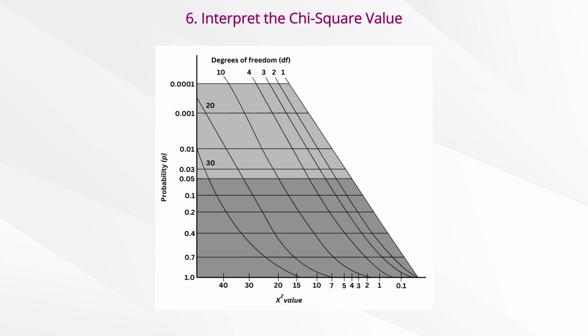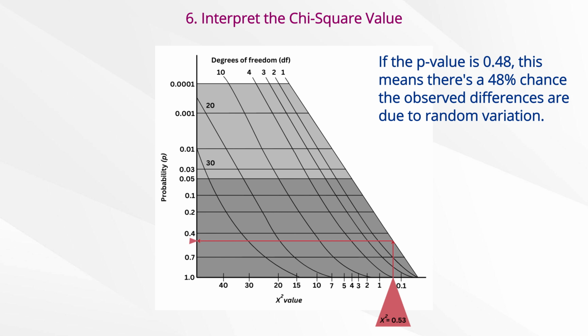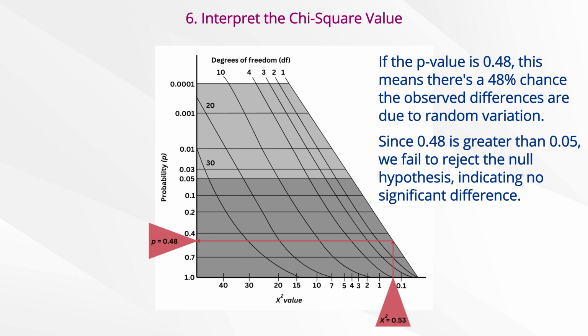Let's see how to use a chi-square graph to find the p-value. Suppose you calculated a chi-square value of 0.53. Locate the chi-square value of 0.53 on the horizontal axis. Draw a vertical line from this point up to the curve. Next, draw a horizontal line from where it meets the curve to the vertical axis. If the p-value is 0.48, this means there's a 48% chance the observed differences are due to random variation. Since 0.48 is greater than 0.05, we fail to reject the null hypothesis, indicating no significant difference.